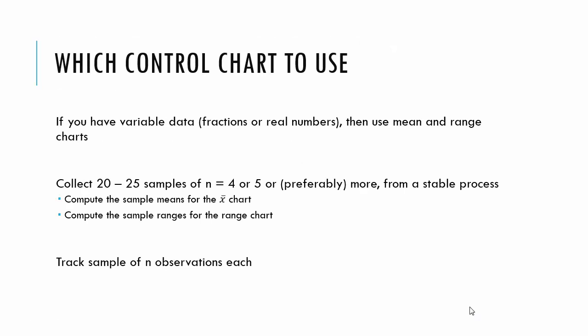So let's recap which control charts should be used when. If you have fractional data, in other words variables, then you should use both the mean and range charts. You should collect at least 20 or 25 samples, each of size n equals 4 or 5 or preferably more. You would then compute the sample means to aid in creating the X-bar chart and the sample ranges to help construct the range chart. Then you would continue to sample with size n to track the process.